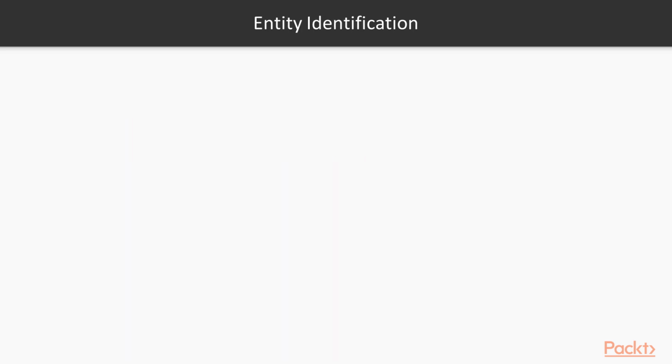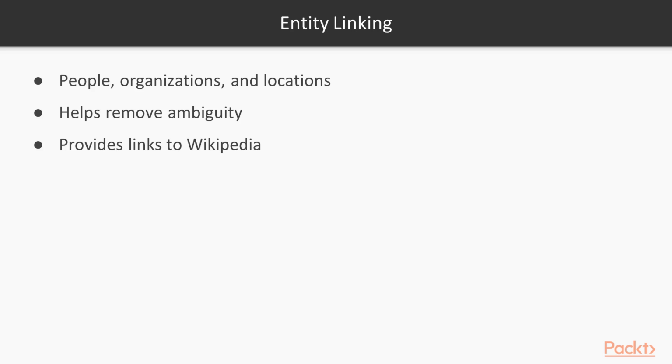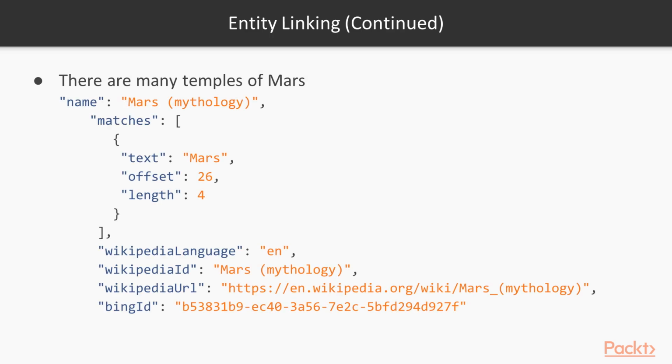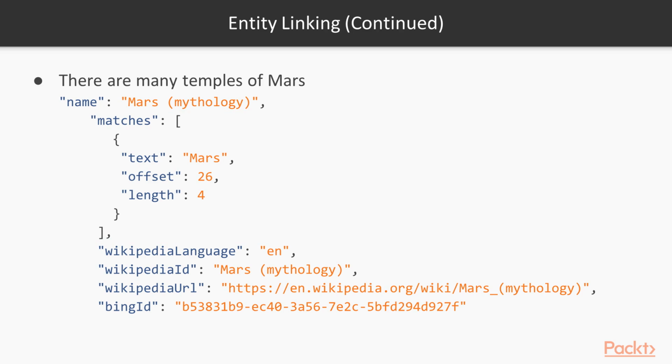Finally, we have entity identification, which is currently in preview. There are 2 elements to entity identification: entity linking and named entity recognition. Entity linking can pick out all of the named entities in the text, for example, organizations, people, locations, and much more. It helps to remove ambiguity by linking text to additional information on the web, and it uses Wikipedia as its back-end model for this. So, for example, the phrase "many temples of Mars" identifies Mars as an entity and returns a link to the Mars Wikipedia page. It's clever enough to know that we're talking about the Roman god and not the planet.